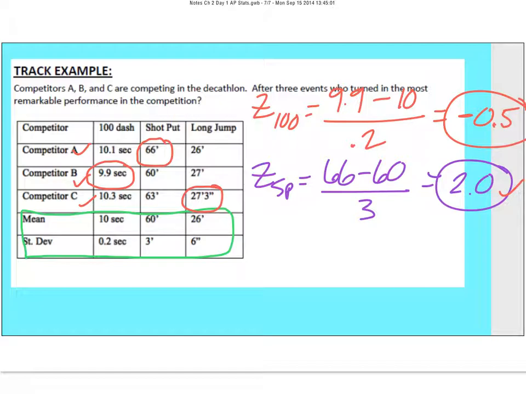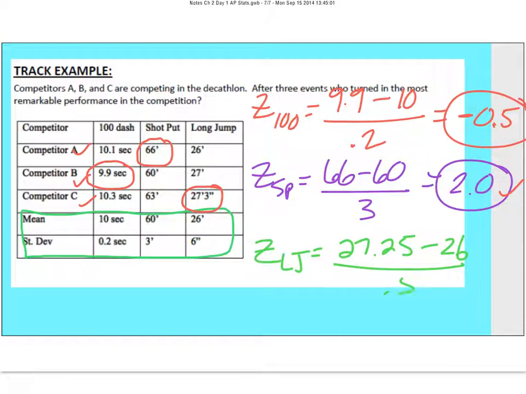Now let's wrap it up with the long jump. So the z-score for the long jump in this case is going to be 27. I have to change the 3 inches to 0.25 feet, so I'm going to make it comparable, minus 26, and then 6 inches is 0.5 feet. So as long as we have the same units of measure here, when you do that, you're going to get a z-score of 2.5. So for this one, our winner, therefore, is going to be the individual with the long jump.